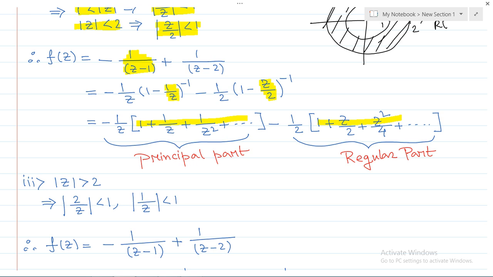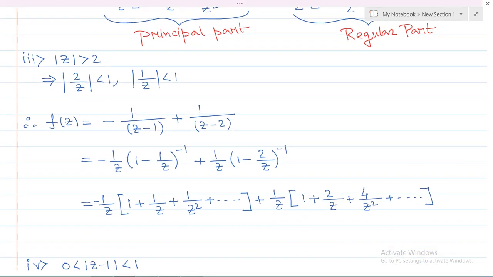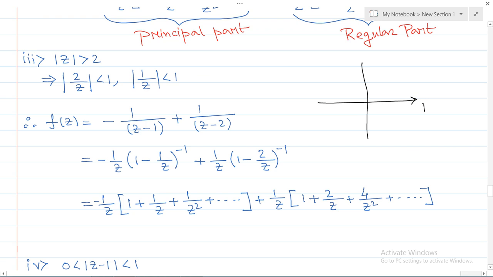Now we come to the next part, that is modulus of z is greater than 2. Very interesting thing. So how to get it? Let us draw the diagram again. Here we have the real axis, here we have the imaginary axis. So modulus of z is greater than 2. Here two circles are there. The first circle has radius 1. The second circle has radius 2.